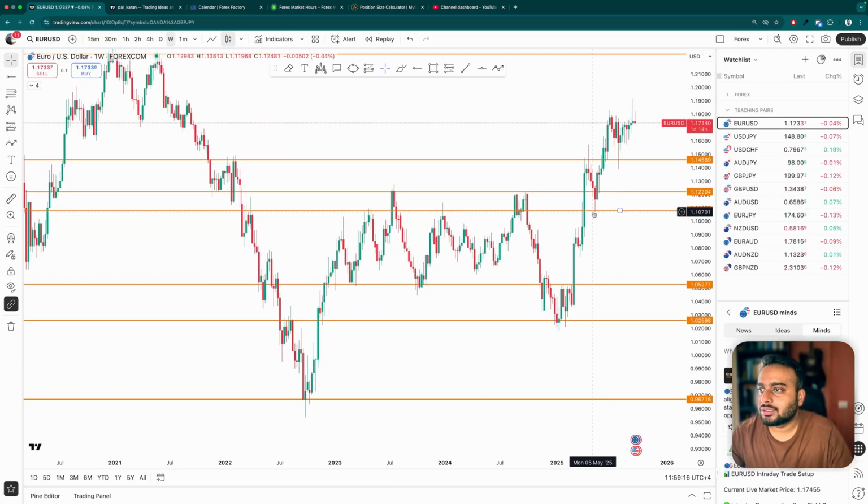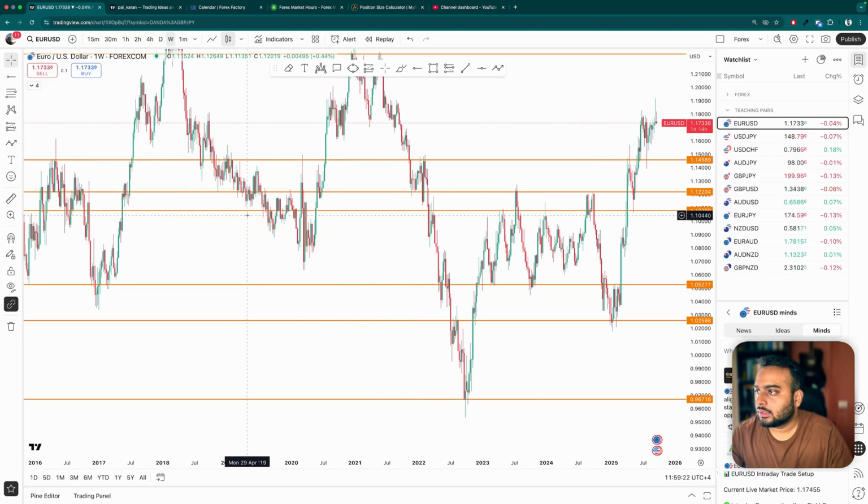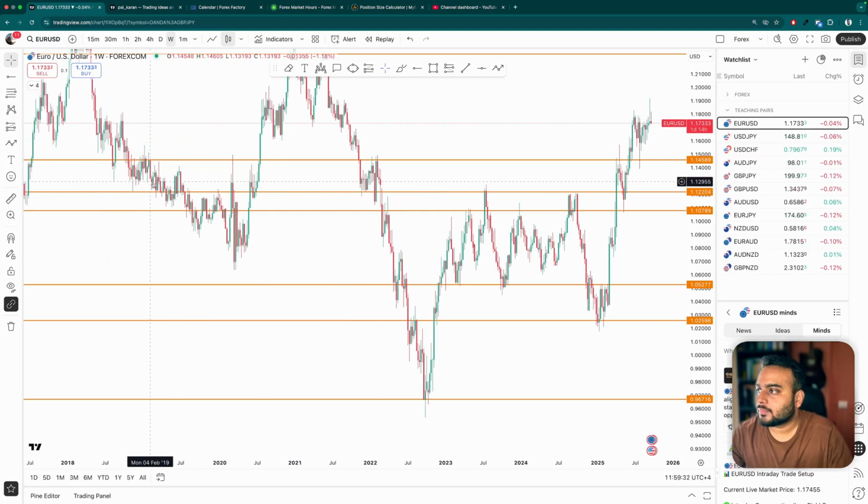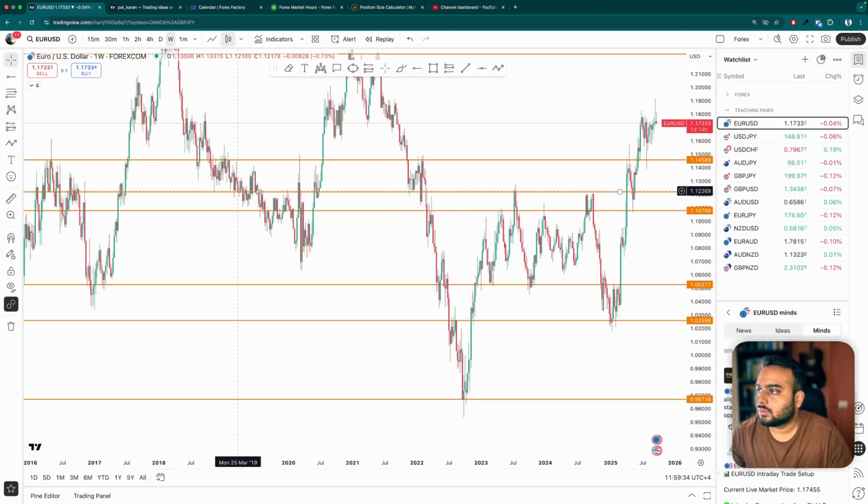Now we have another support and resistance: one, two, three, four, and many more touches. This is good. And then this area as well: one, two, three, four, five.